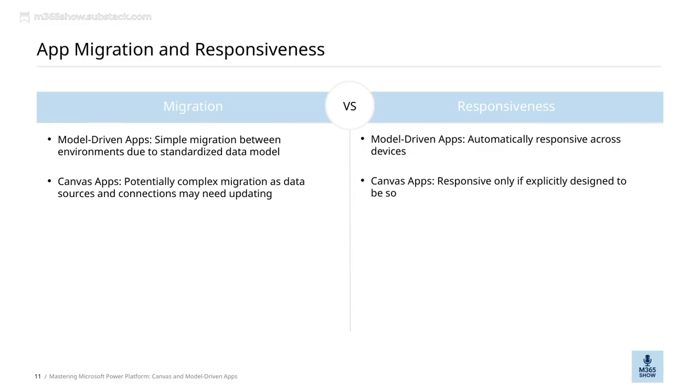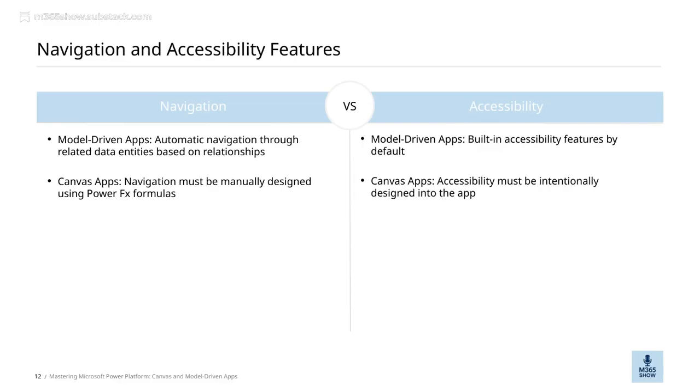So, in essence, model-driven apps offer a more streamlined approach for responsiveness and migration, whereas Canvas apps require more upfront planning and adjustments, but offer greater flexibility in design. This distinction is crucial as we consider how to scale or adapt apps across different scenarios. Let's take a closer look at navigation and accessibility features in the Power Platform.